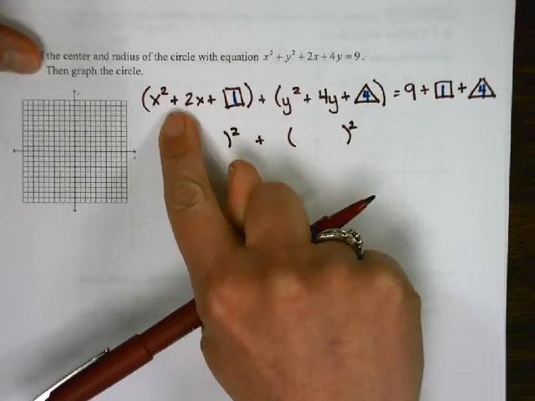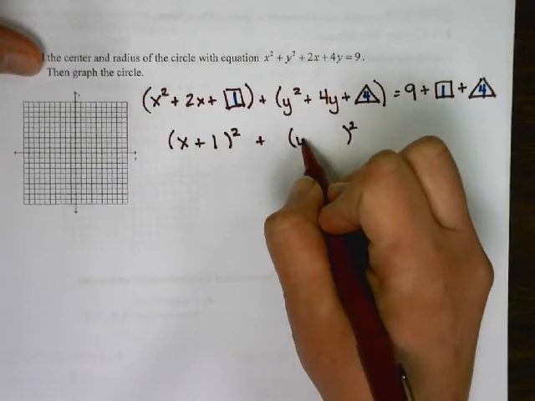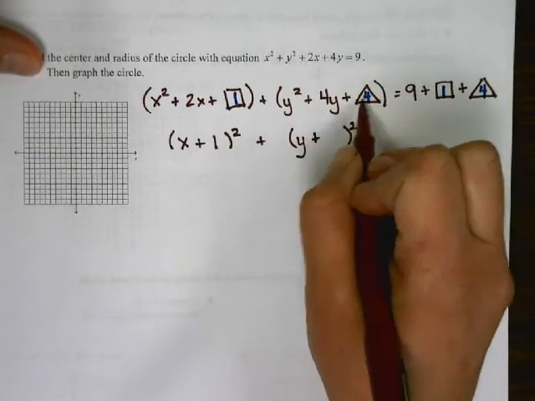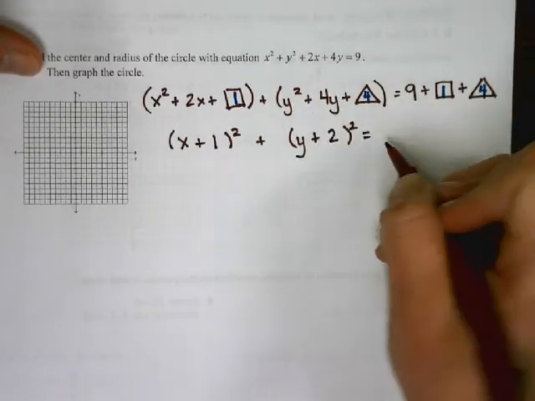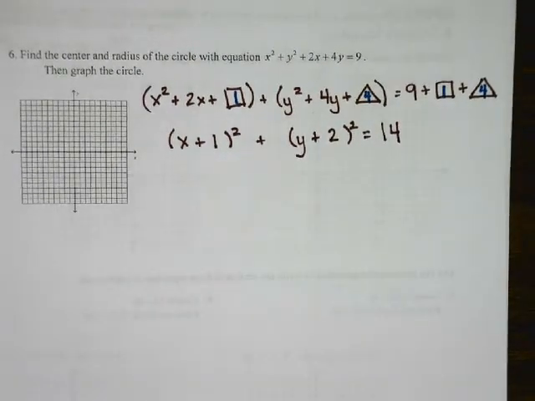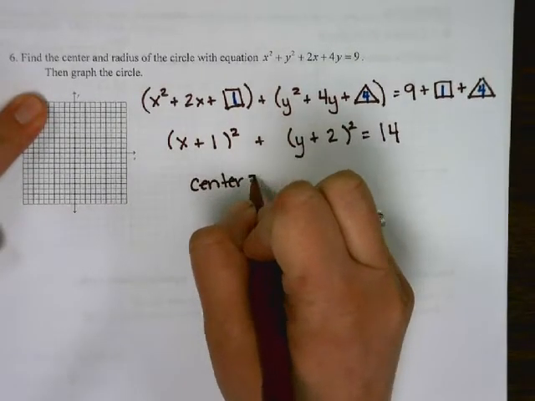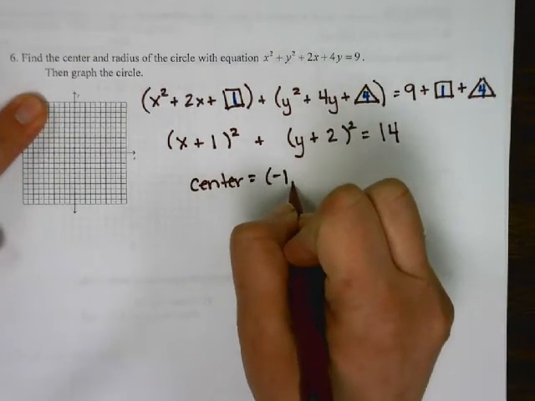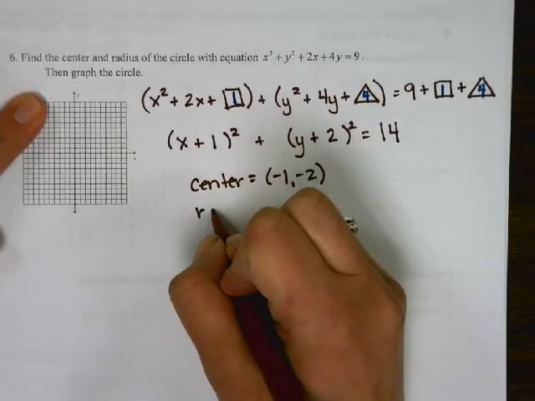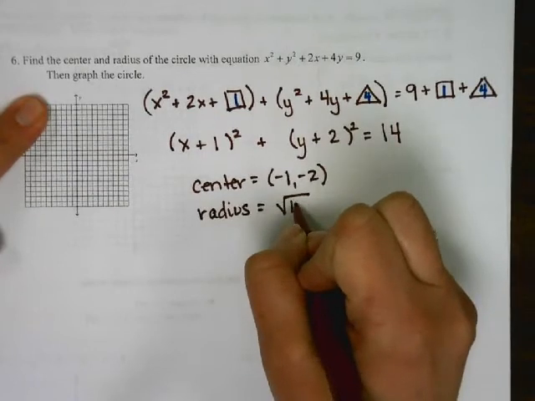X, keep the first sign, square root the box. X plus 1. Y, keep the first sign, square root the box. Y plus 2 squared equals 14. Guess what? You just completed the square twice. And we got them into the form that we like, so we can just say, hey, the center, flip the sign, is at -1, -2. My radius, now when you list it, that's the square root of 14.